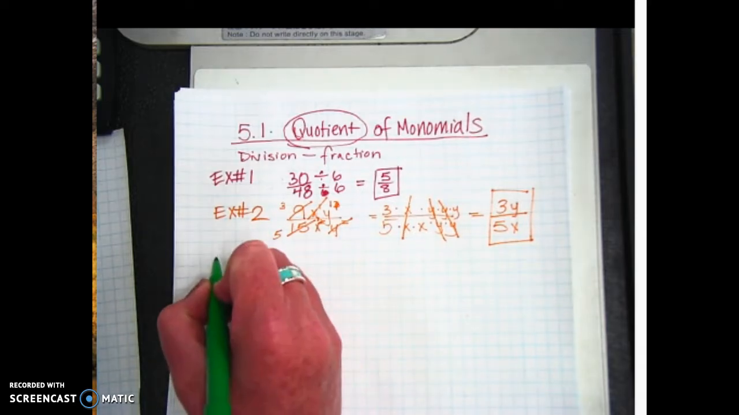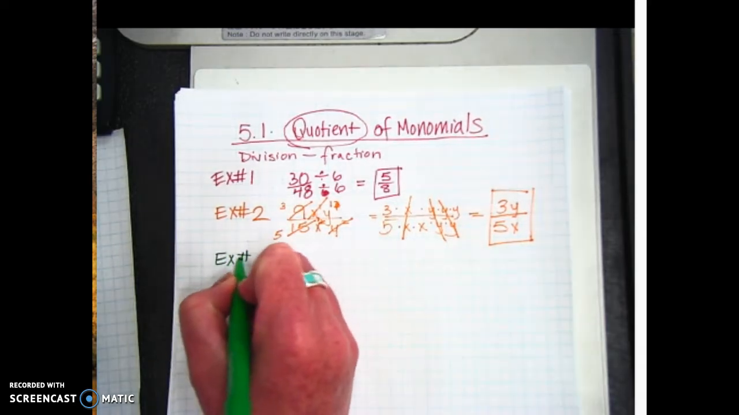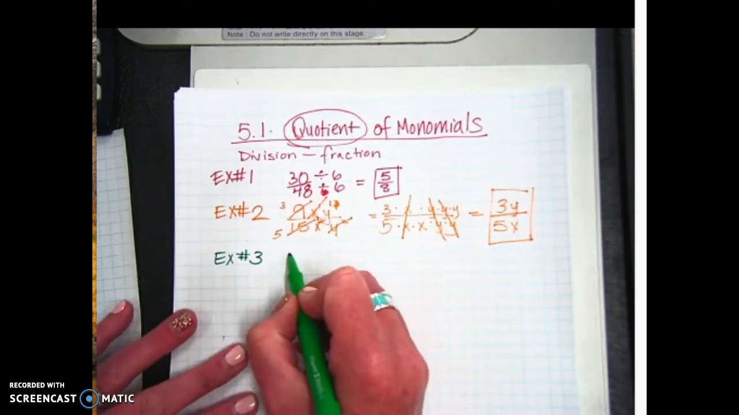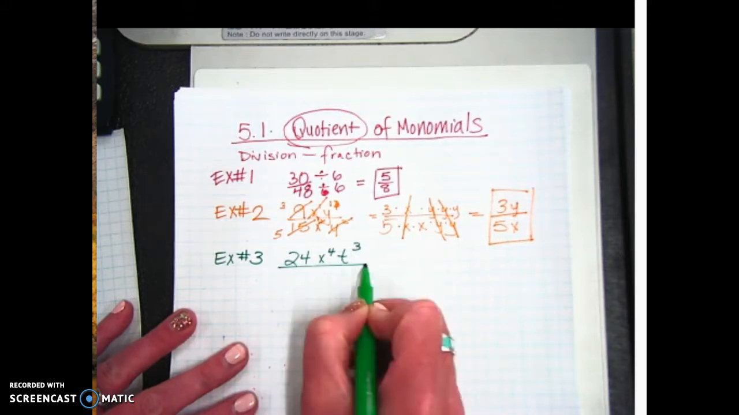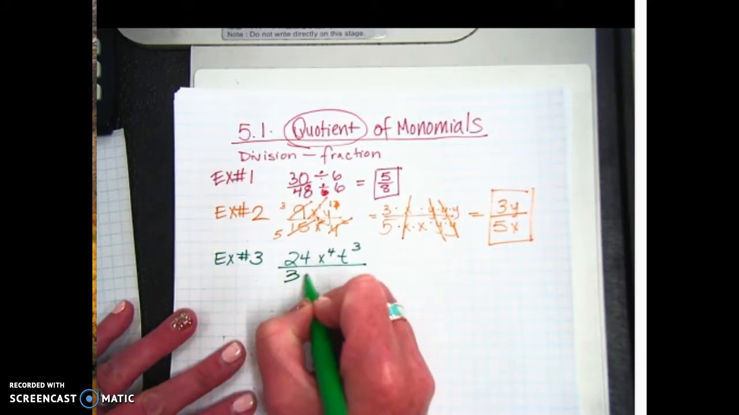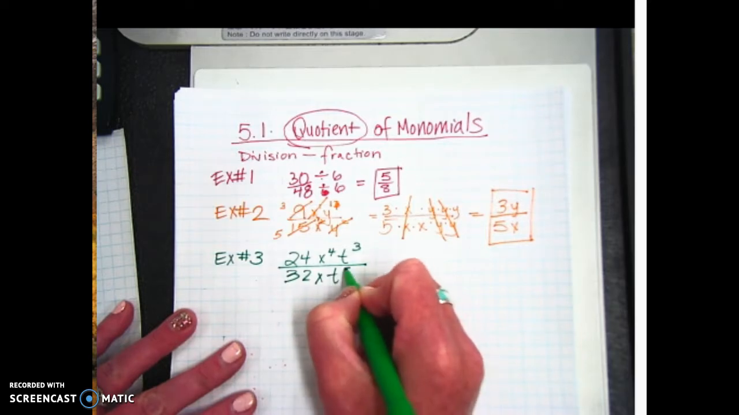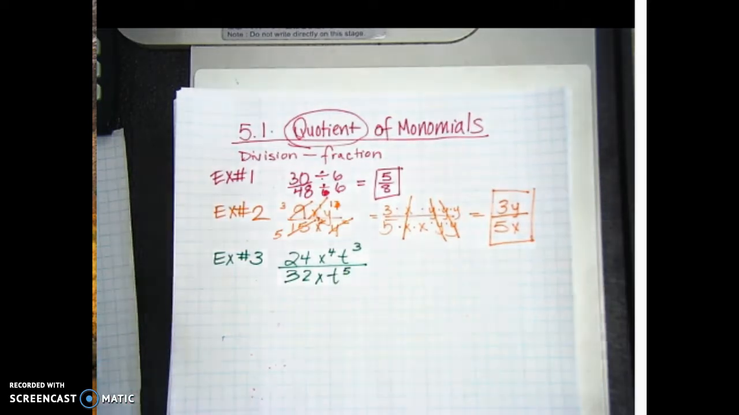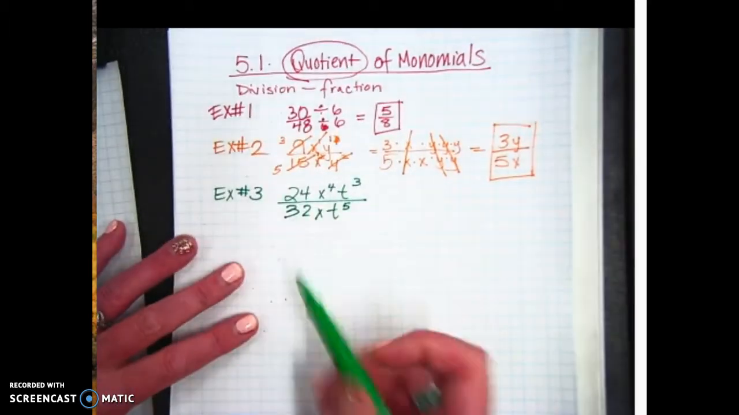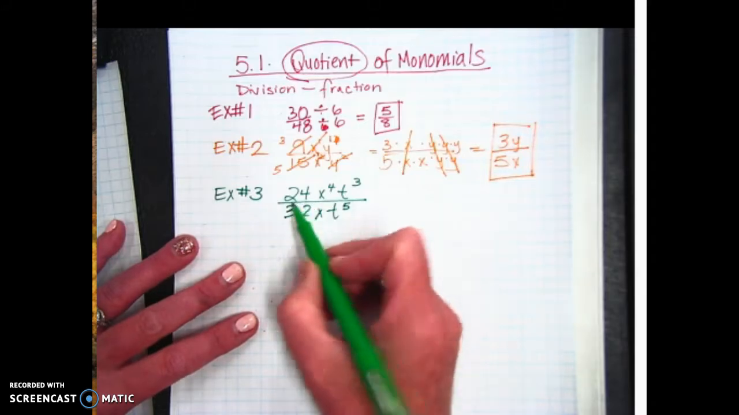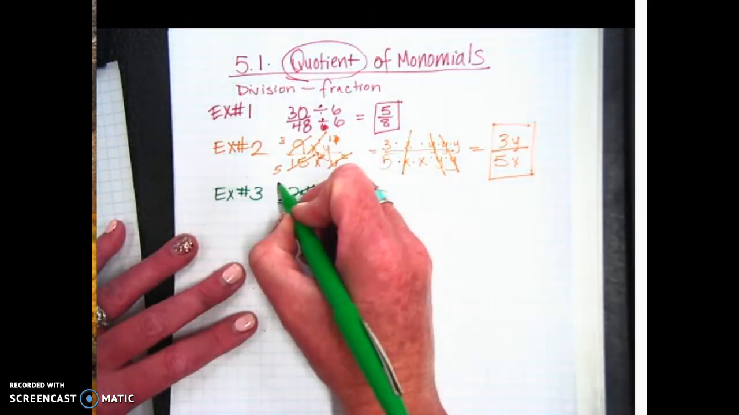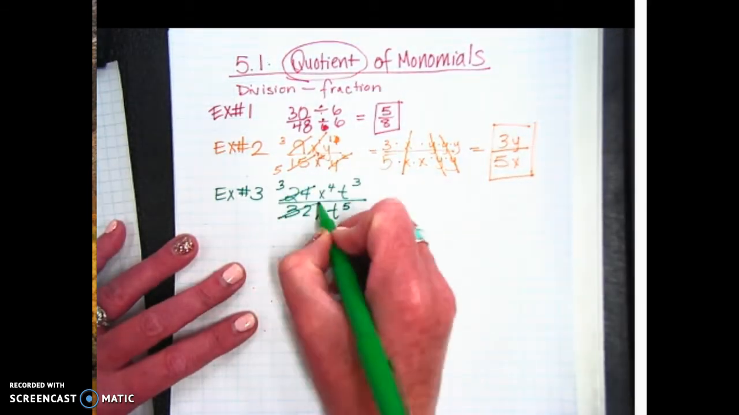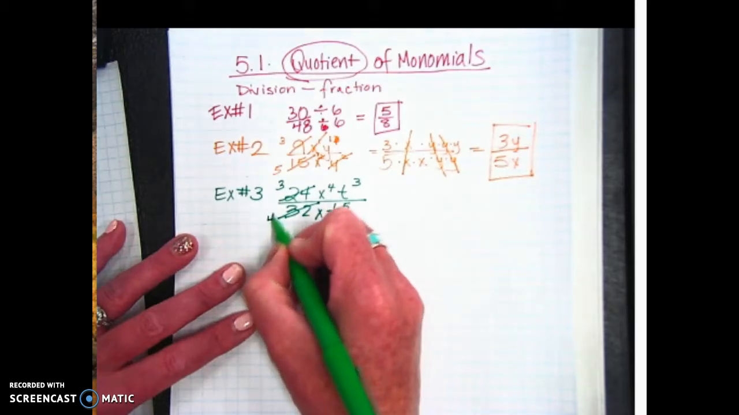All right, example 3. So we've got 24x to the fourth, t to the third. In the denominator, we've got 32x, t to the fifth. Looks pretty similar to example number 2. All right. So we'll start with the numeric part. 24 and 32 are both divisible by 8. So 24 divided by 8 is 3. 32 divided by 8, I got 4.